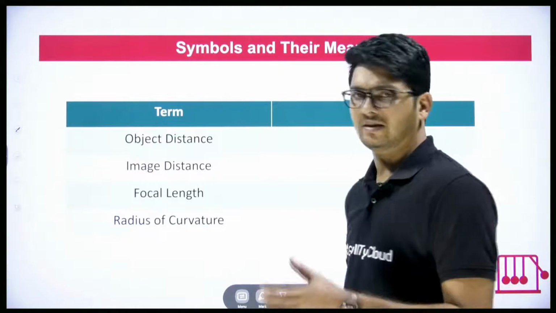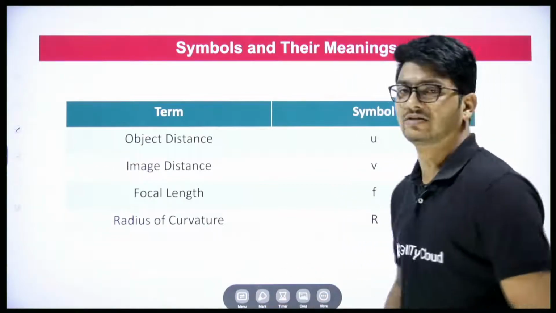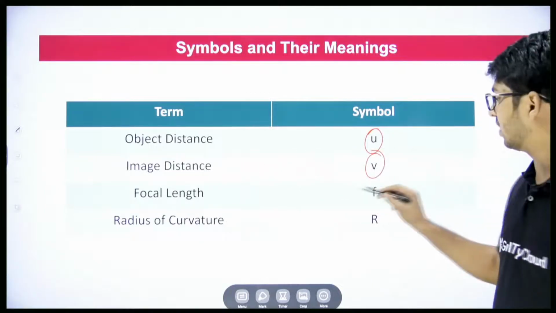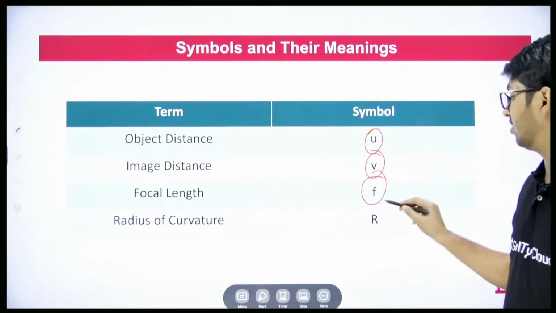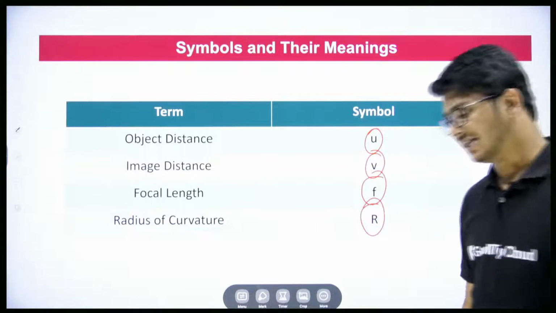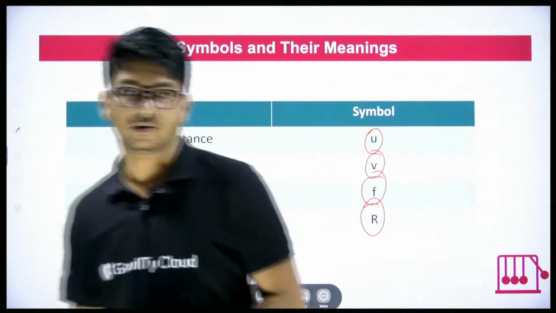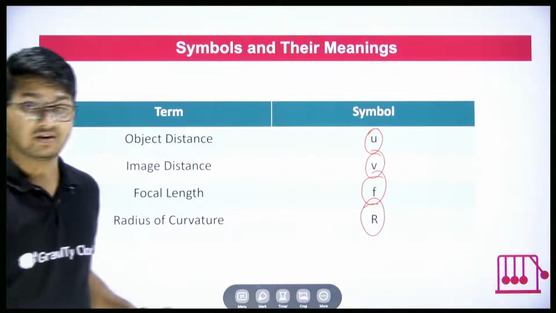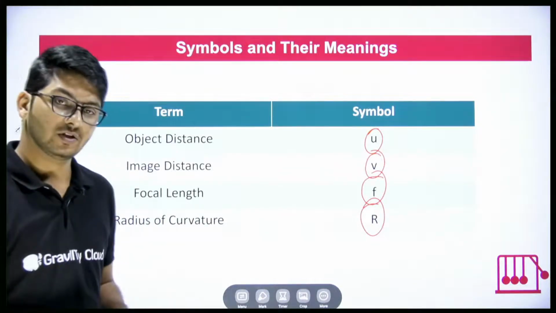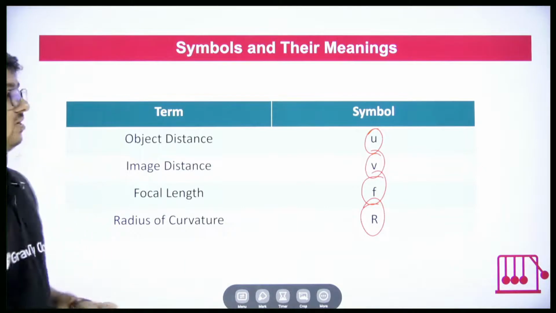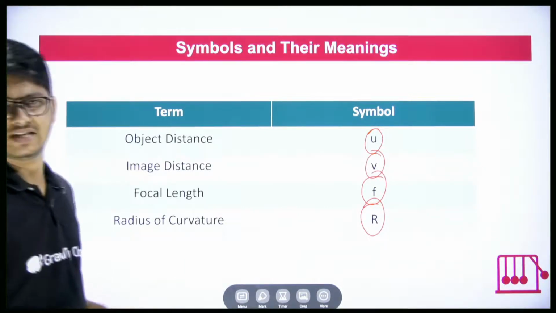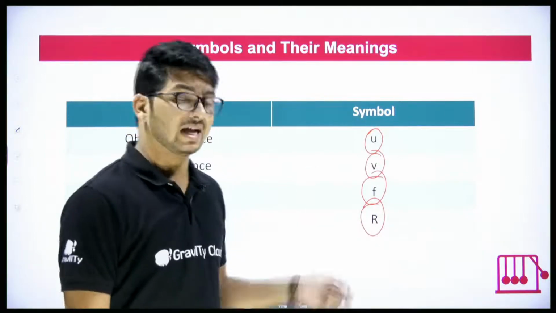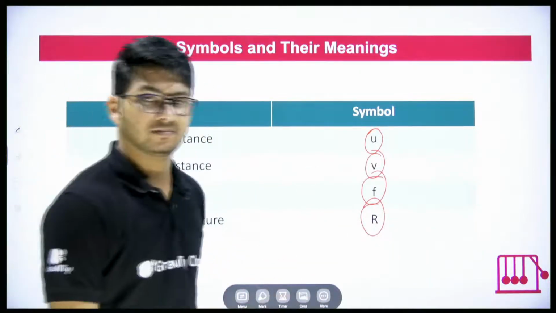So again, there are some terms. For object distance, we use U. Image distance, we use V. Focal length, we use F. Radius of curvature, we use R. And understand this, all these four, object distance, image distance, focal length and radius of curvature, will have their own sign. So be careful about sign convention. Object distance, as we know, is always negative. So directly take U as negative. But for F, focal length and radius of curvature, you have to be careful.